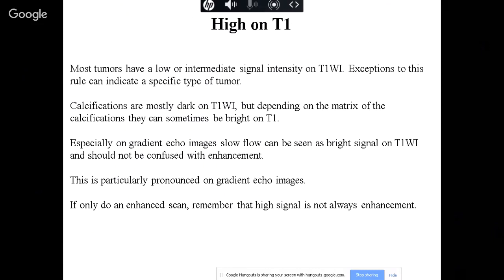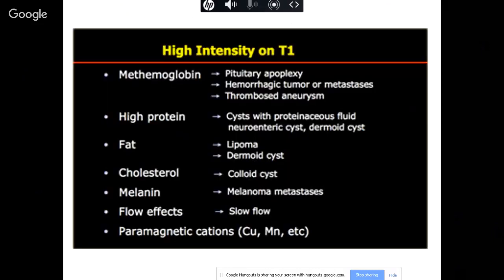So you look at the T1 enhancement, you always look at this. What causes high signal on the T1? High protein, fat, cholesterol, melanin, flow effect, sometimes slow flow, and all these magnetic substances. This is the list of causes of high signal on the T1.